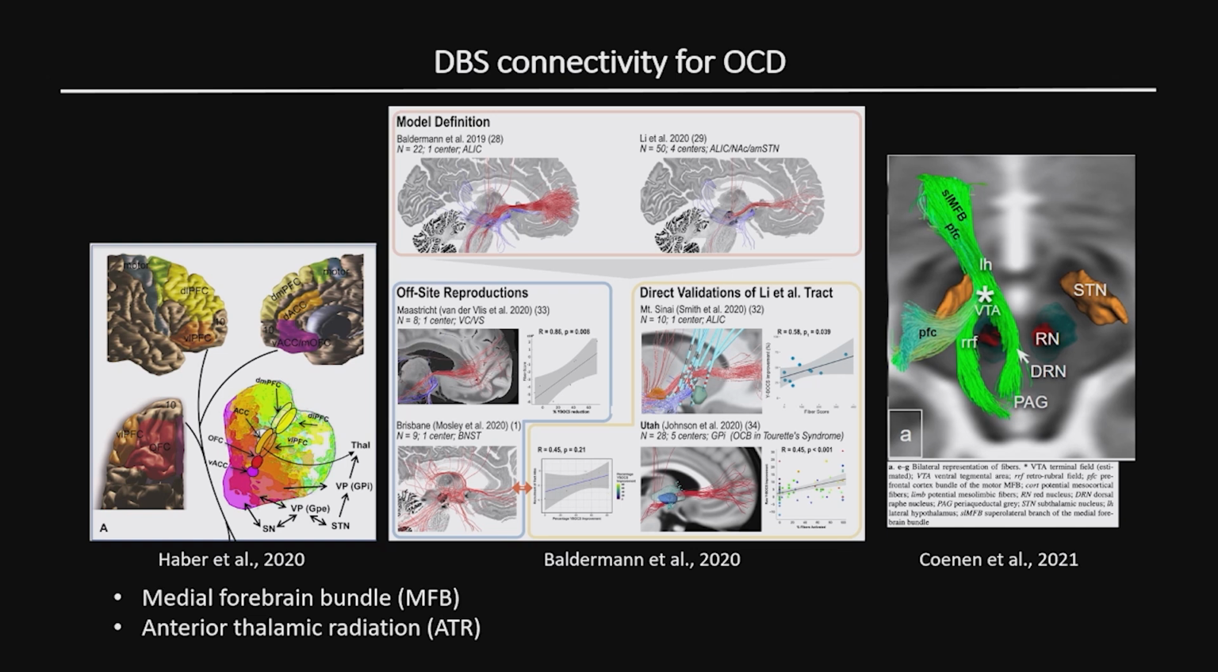Also, in previous connectivity analyses from OCD DBS, two major bundles were identified. One group emphasizes the medial forebrain bundle as associated with the clinical outcome, and the other group emphasizes the anterior thalamic radiation bundle. However, these two groups disagree about which one is more important.